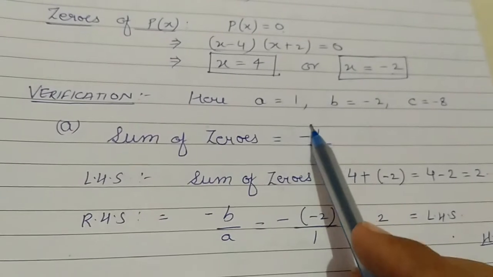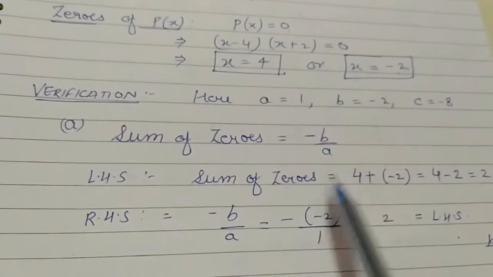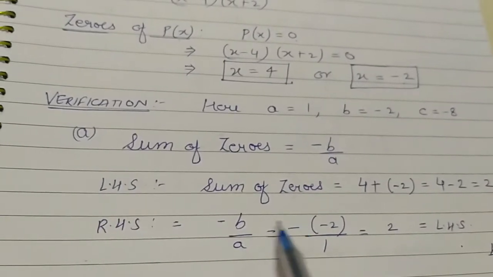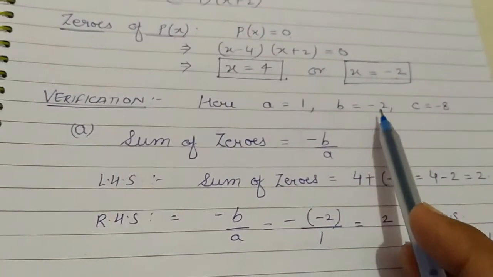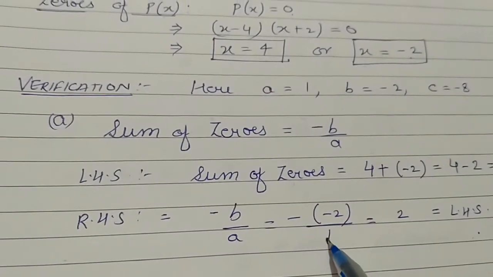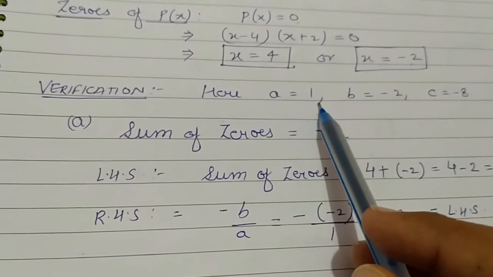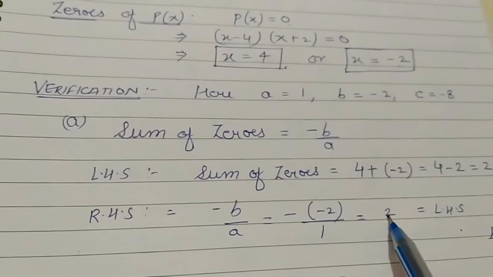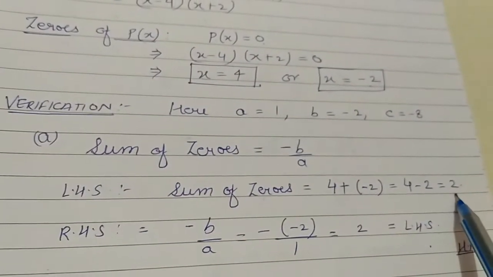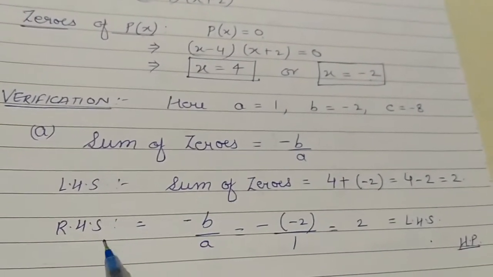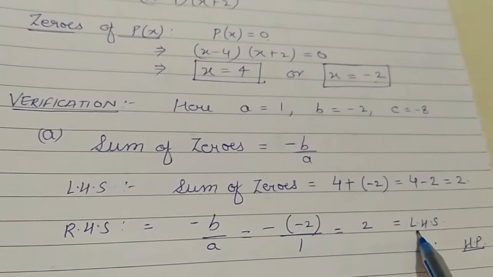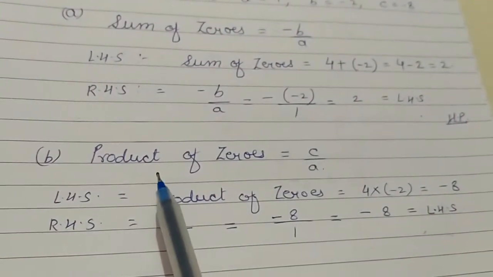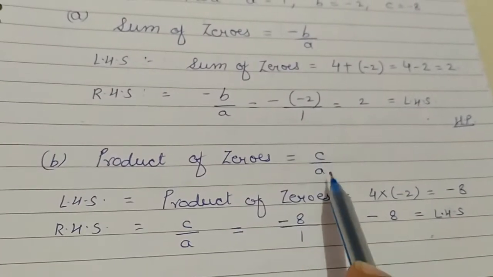The right hand side of the given relation is minus b by a. Minus of b by a, this is equal to negative sign as it is. The value of b is minus 2 from here, and the value of a equals 1 from here. Minus minus plus 2, and the left hand side is also equal to 2, that means right hand side equals left hand side.